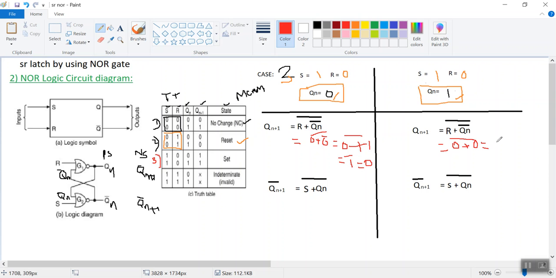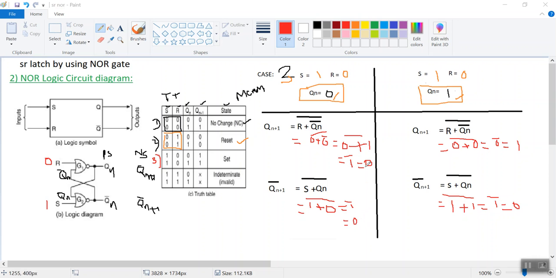So 0 plus 0 is 0, 0 complement is 1. In a similar way, S value is equal to 1 plus Qn value is equal to 0, so 1 plus 0 whole bar. So 1 complement is equal to 0. In a similar way, in the fourth case, we can observe that S is equal to 1 and Qn value is equal to 1. So 1 plus 1 whole bar. So 1 plus 1 is 1, 1 complement, and it is equal to 0.